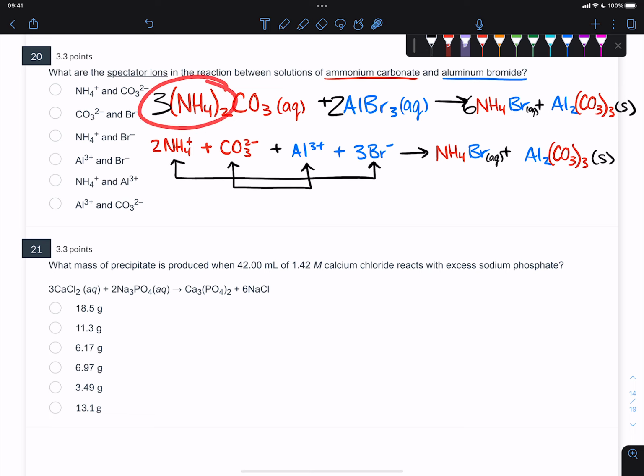We have 6 ammoniums on the left and the right. We have 3 carbonates on the left, 3 carbonates on the right, 2 aluminums on the left, 2 aluminums on the right, and then 6 bromides on the left and the right. Carry those changes through. Put a 2 here.